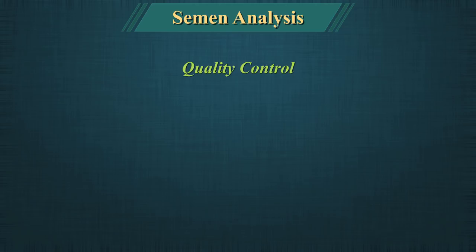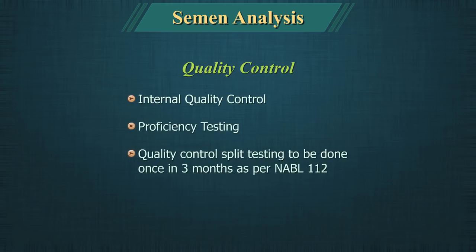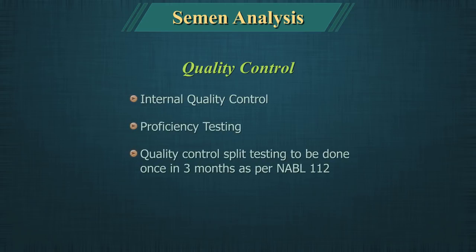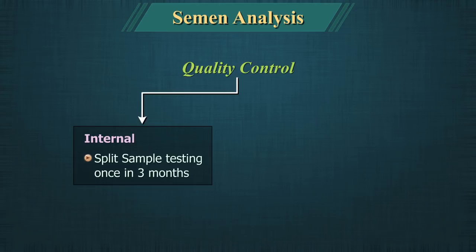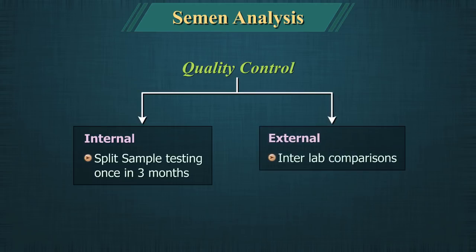Quality control includes internal quality control, which uses proficiency testing, that is, split sample testing, which should be done regularly by 2 technicians on the same sample. External quality control should be carried out quarterly by inter-lab comparisons.